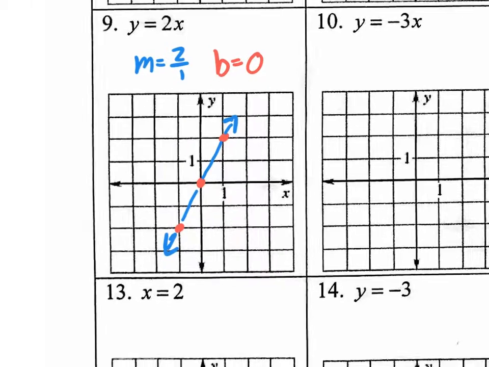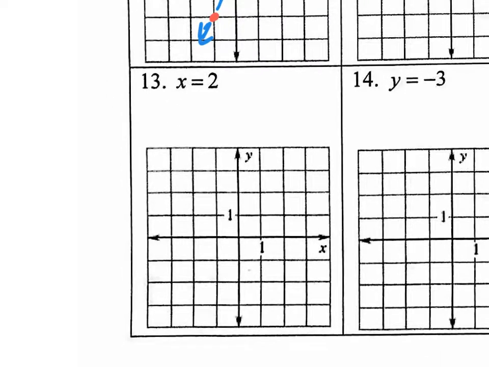How about number 13? That's a special one right there, because it's technically not in slope-intercept form. You can't get y by itself. It's not in y equals mx plus b. In order for you to identify the slope and the y-intercept, you need to have it in slope-intercept form, y equals mx plus b. But right here, all it says is your x values have to be 2. You guys remember what that looks like? We already did this last week. What does that look like? Is it a flat line or a vertical line?